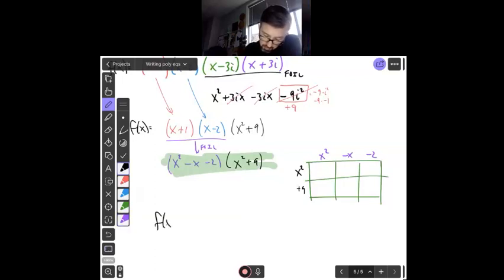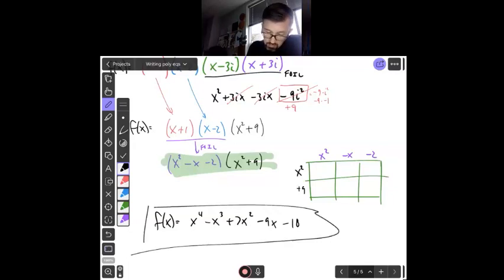I'll write out the answer, but I know we're running out of time here, but we should end up with x to the 4th minus x cubed plus 7x squared. So that's what your answer should be when you're done doing your distribution, doing your box. But I just don't have time to do it.